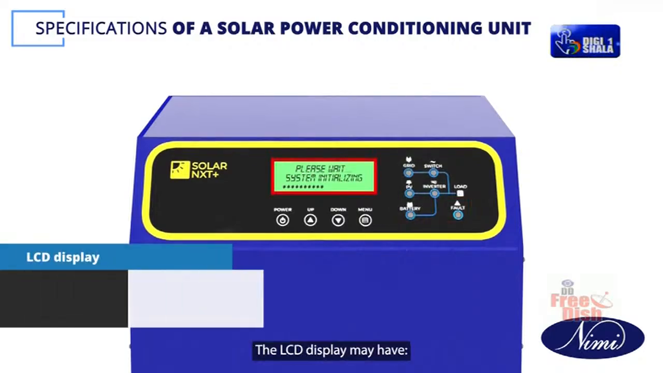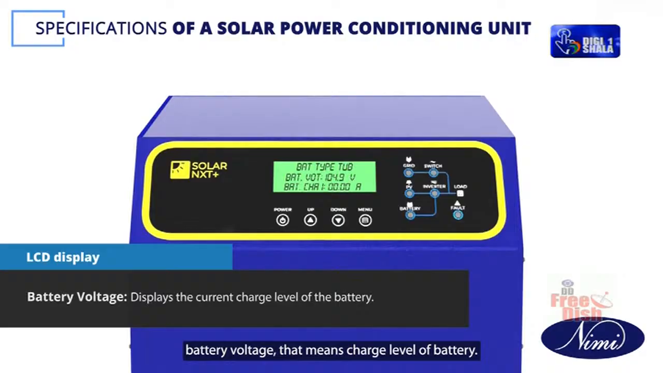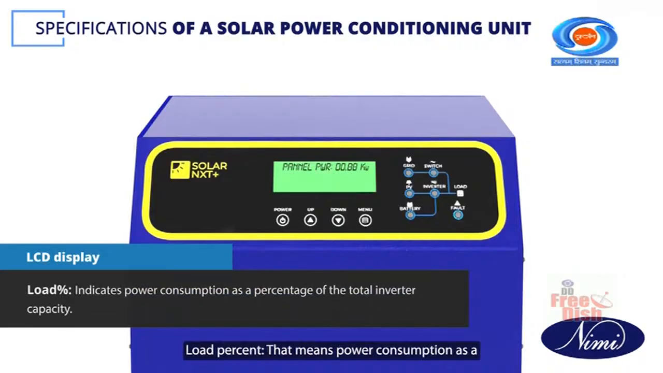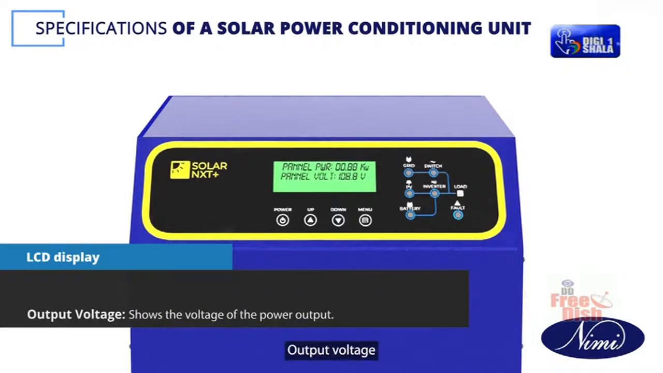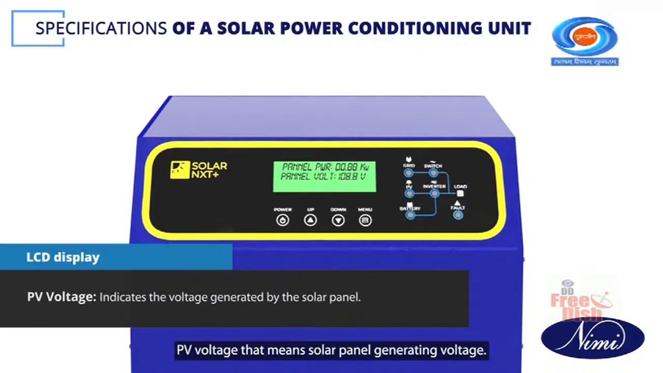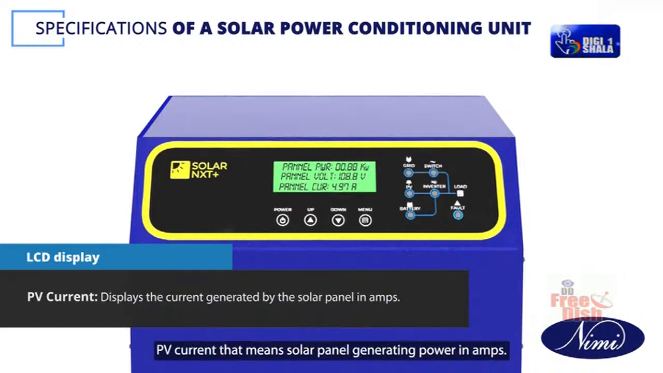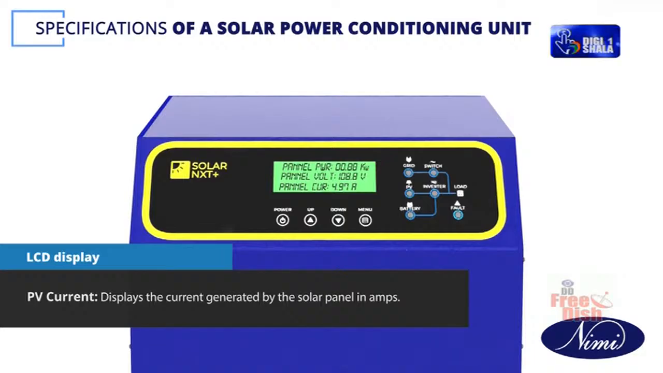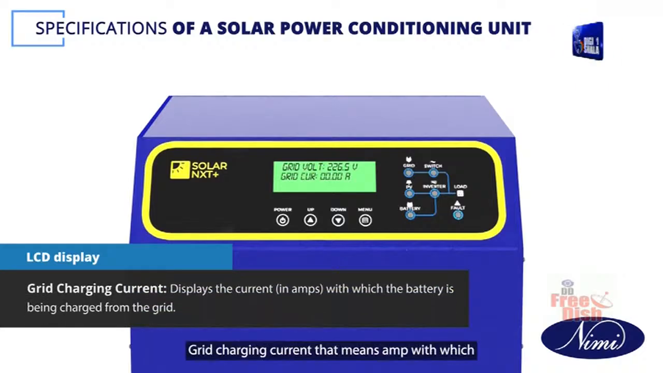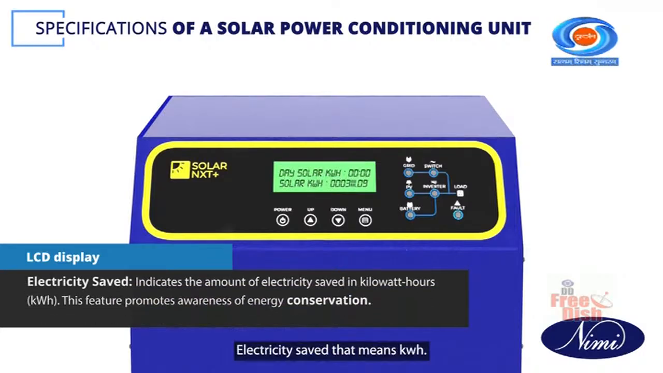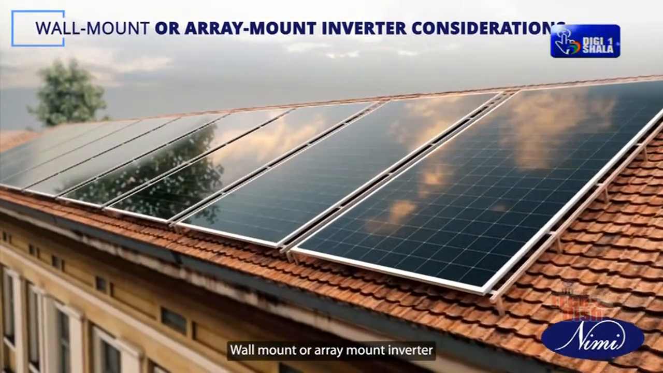The LCD display may have battery voltage, that means charge level of battery. Load percent, that means power consumption as a percent of total inverter power. Output voltage. PV voltage, that means solar panel generating voltage. PV current, that means solar panel generating power in amps. Grid voltage, that means utility grid voltage level. Grid charging current, that means amps with which battery is being charged. Electricity saved, that means kWh. Wall mount or array mount inverter.